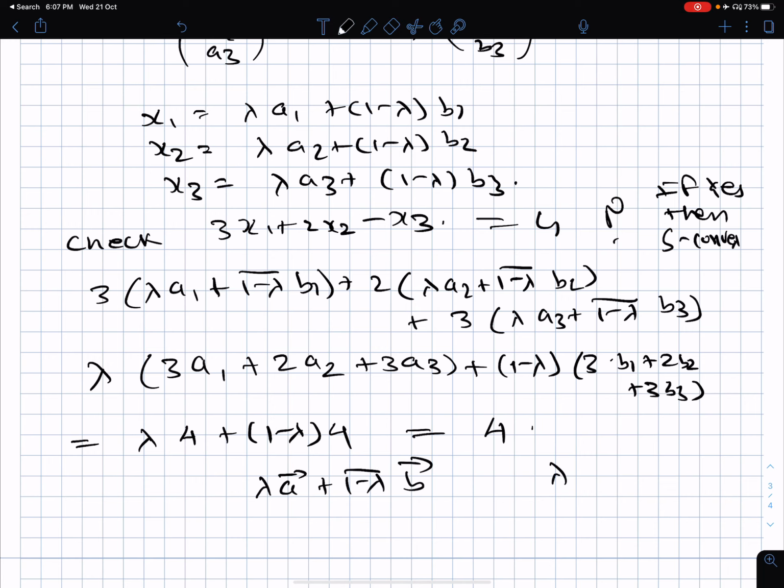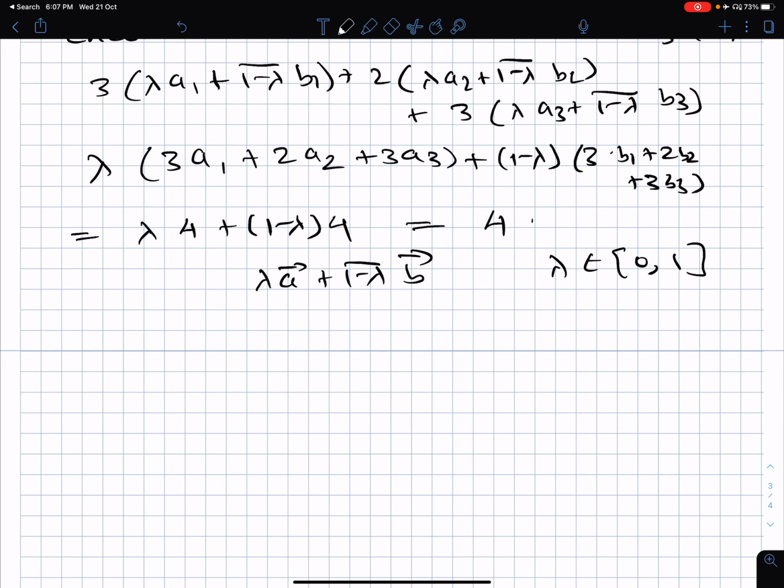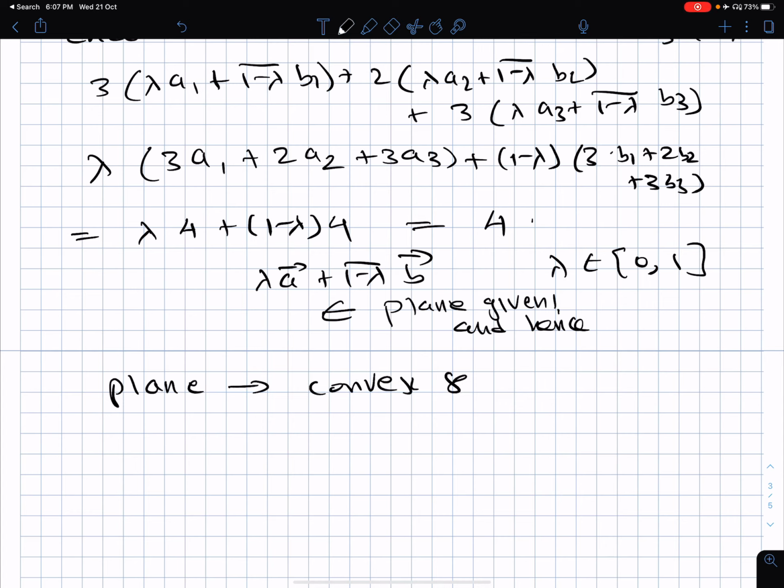and lambda, later on when I say convex combination, I will not every time write lambda coming from 0 to 1 closed interval. That is, when I say convex combination, that's exactly what I mean. Now this convex combination therefore belongs to the given plane, and hence the plane, what we have actually seen, represents a convex set.